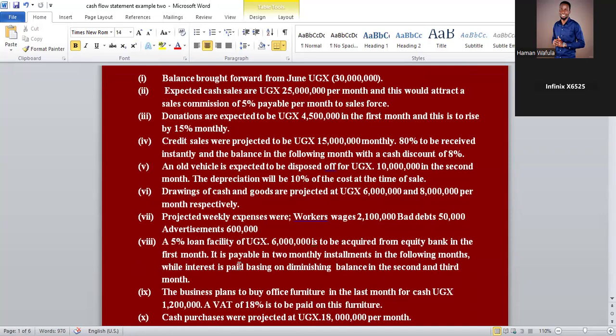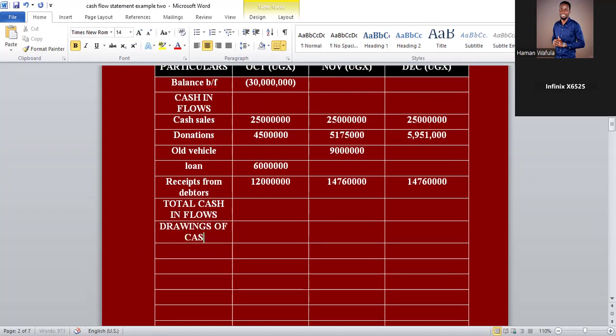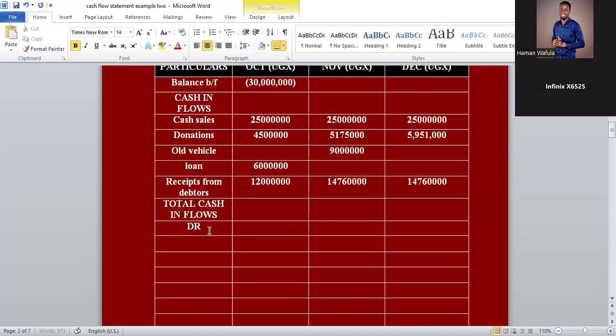Twagimaze dda. Sorry. Drawings. Yes, drawings of cash per month. So twandike wano drawings of cash. Drawings of cash per month.